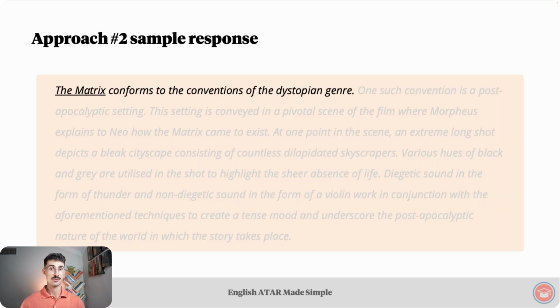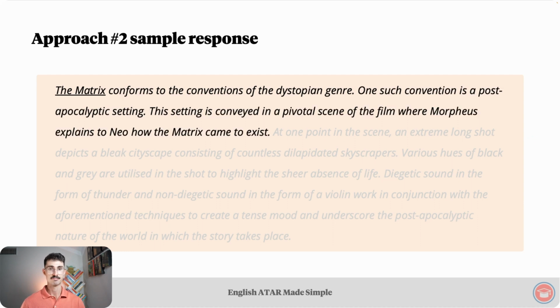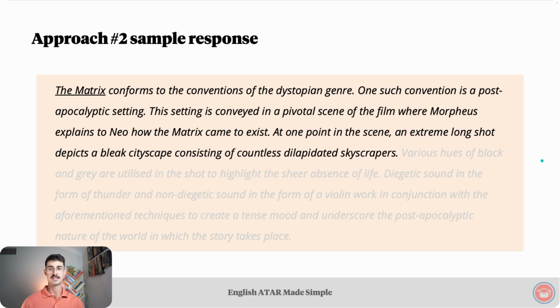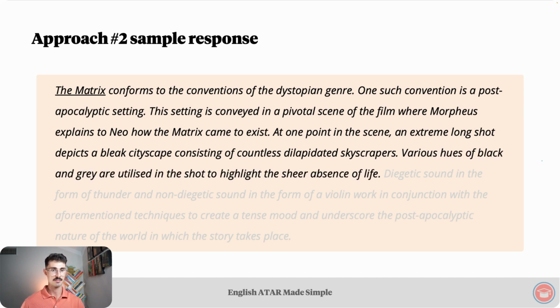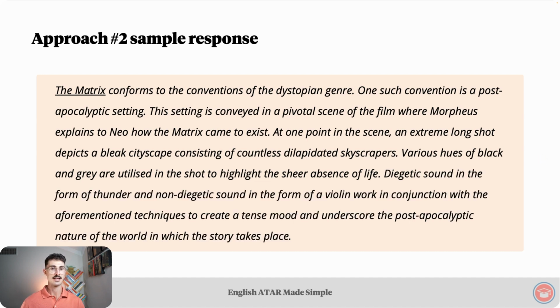The Matrix conforms to the conventions of the dystopian genre. One such convention is a post-apocalyptic setting. The setting is conveyed in a pivotal scene of the film where Morpheus explains to Neo how the Matrix came to exist. At one point in the scene, an extreme long shot depicts a bleak cityscape consisting of countless dilapidated skyscrapers. Various hues of black and grey are utilised in the shot to highlight the sheer absence of life. Diegetic sound in the form of thunder and non-diegetic sound in the form of a violin work in conjunction with the aforementioned techniques to create a tense mood and underscore the post-apocalyptic nature of the world in which the story takes place.